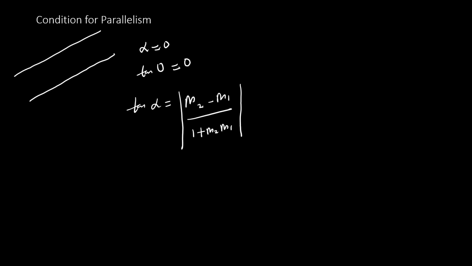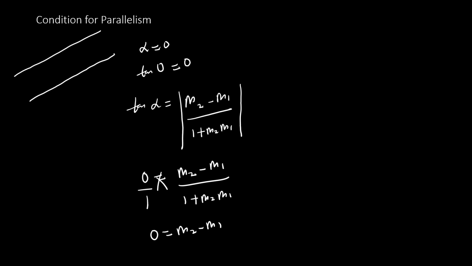Now we have alpha equal to 0, so tan 0 equals 0. We now have 0 equals m2 minus m1 over 1 plus m2 m1. If you cross multiply, we have 0 equals m2 minus m1, and this can be written as m1 equals m2. And this is the condition. So if two lines are parallel, then their slopes are equal. To say it again, for two lines to be parallel, m1 must be equal to m2. That is, the slope of the first one must equal the slope of the second one.